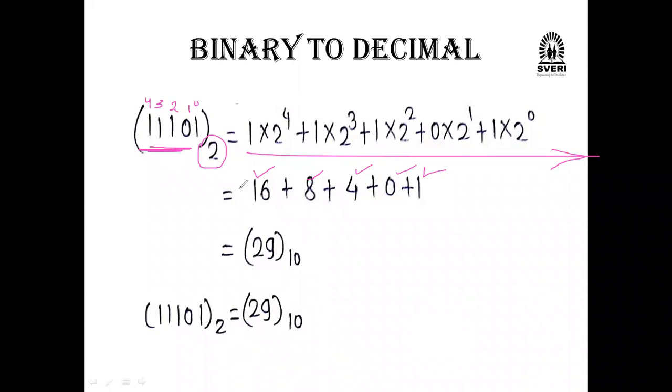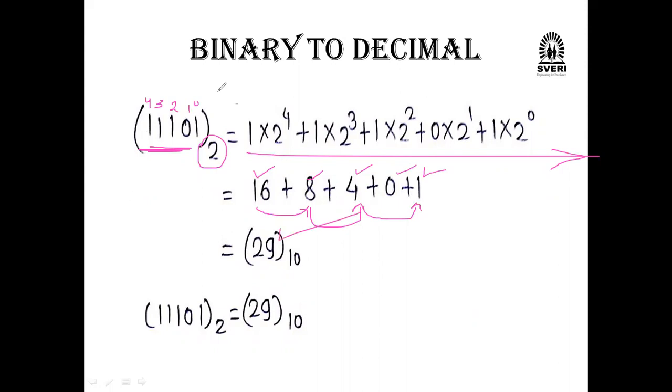So 16 plus 8, how much is it? 24. 16 plus 8 is 24. 24 plus 4 is 28. 28 plus 1 is 29.